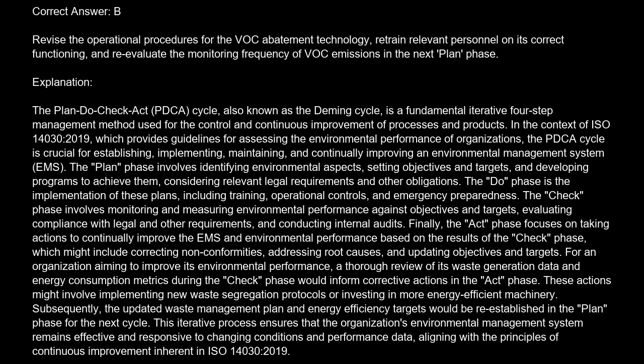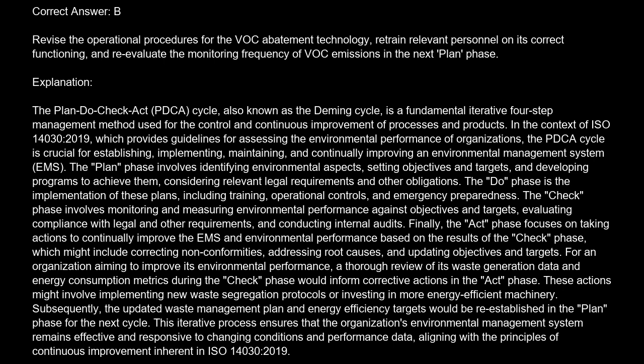In the context of ISO 14030:2019, which provides guidelines for assessing the environmental performance of organizations, the PDCA cycle is crucial for establishing, implementing, maintaining, and continually improving an environmental management system, EMS. The Plan phase involves identifying environmental aspects, setting objectives and targets, and developing programs to achieve them, considering relevant legal requirements and other obligations. The Do phase is the implementation of these plans, including training, operational controls, and emergency preparedness.